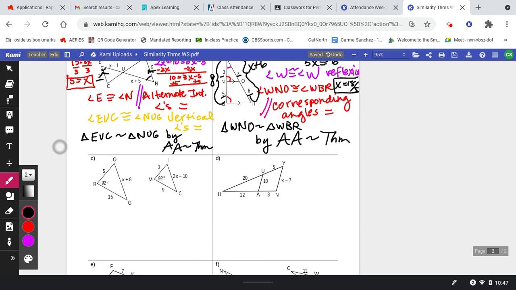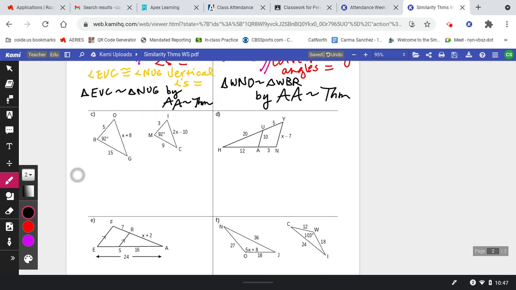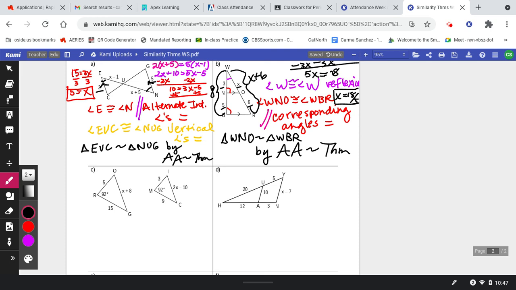Okay, last one that I'm going to do with you, and you're going to try the last 3 on your own. So for this one over here, notice we have this angle. And notice that we have this side and this side that are given. So I'm going for a side angle side proof right now. So I'm going to say side RO compared to side MI would be a 5:3 ratio.